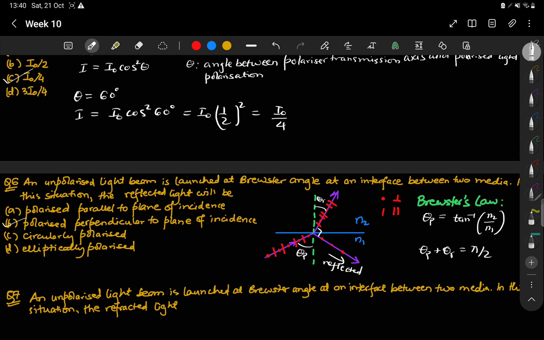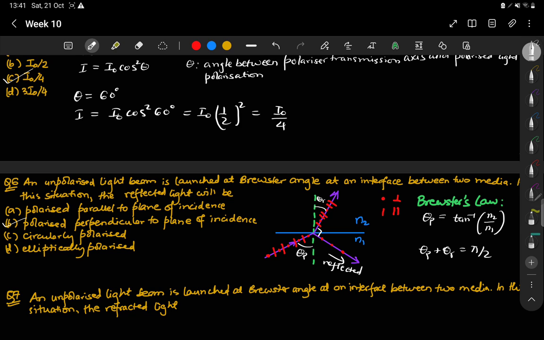Yes, so indeed I made a mistake in writing the question. So for the reflected light, the beam is polarized perpendicular to plane of incidence when the incident beam is unpolarized and incident at the Brewster angle. So I hope I have made myself clear. Sorry for this mistake. Let me repeat.